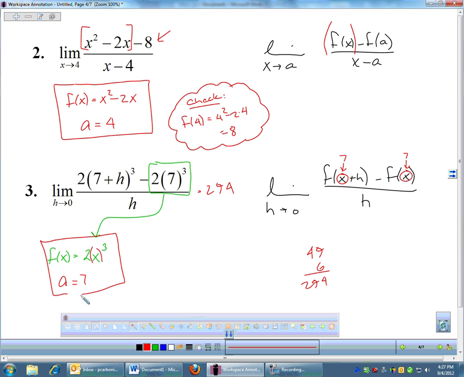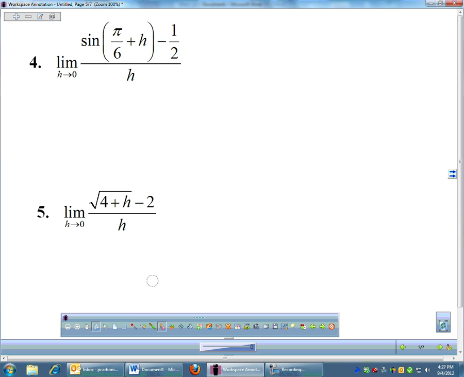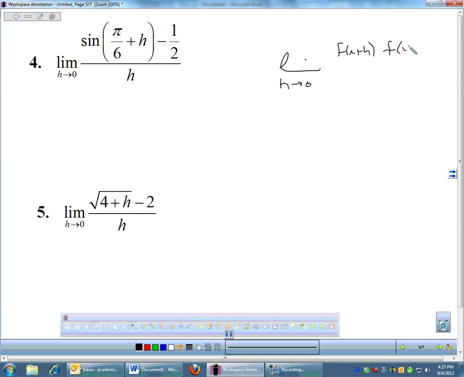Once you pick out the function and the point of tangency, then you can very quickly answer some of these limits without having to go through the pain of cubing all of this out or trying to factor it or anything like that. Let's see, moving on. Number 4 looks like the exact same limit. The limit as h is approaching 0 of f of x plus h minus f of x all over h.